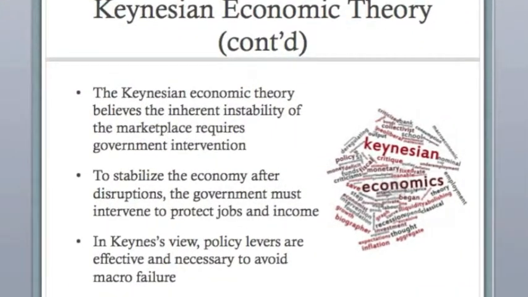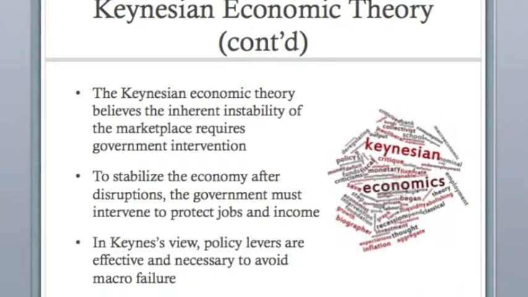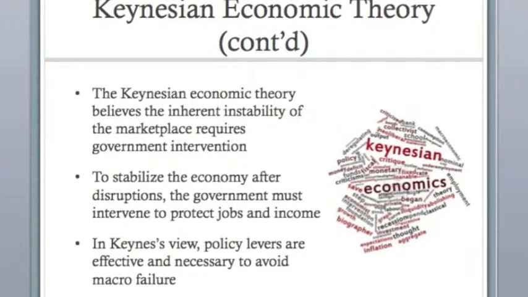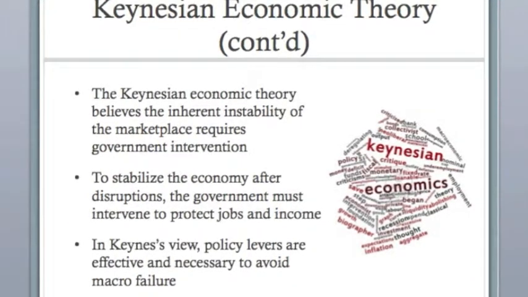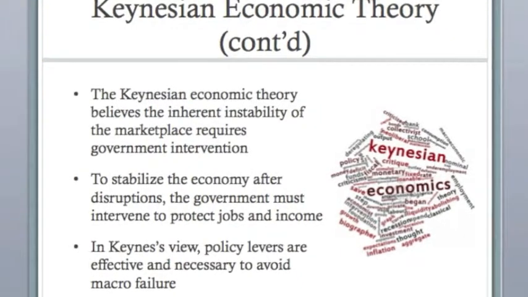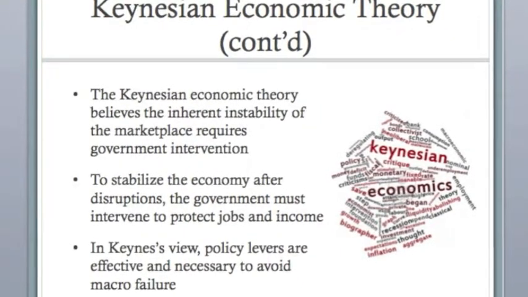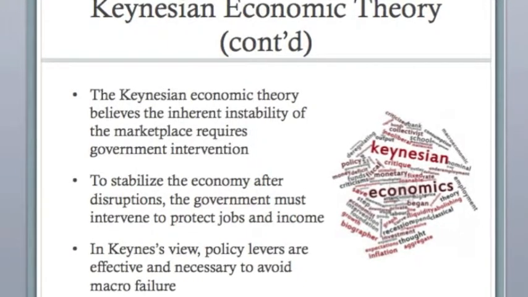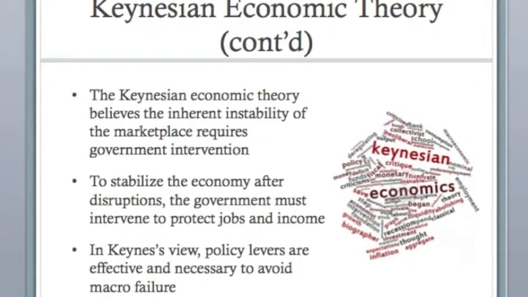The Keynesian economic theory believes the inherent instability of the marketplace requires government intervention. To stabilize the economy after disruptions, the government must intervene to protect jobs and income. In Keynes' view, policy levers are effective and necessary to avoid macro failure.